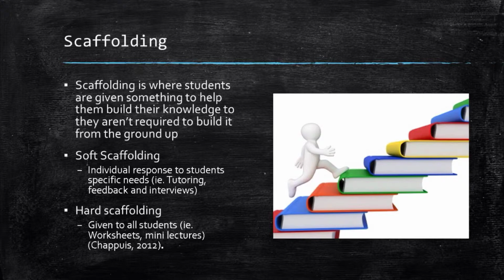There are 2 different types of scaffolding. Soft scaffolding, which is just an individual response to a student. So if you notice a student is struggling, you could give them some one-on-one tutoring, some feedback on their daily assignments, or interviews with each of your students to be sure that they are understanding the project. Then we have hard scaffolding, which is given to all students. Examples of this would be worksheets that help them through the process, or mini lectures daily that give them just that little bit of information they need to move on to the next step.